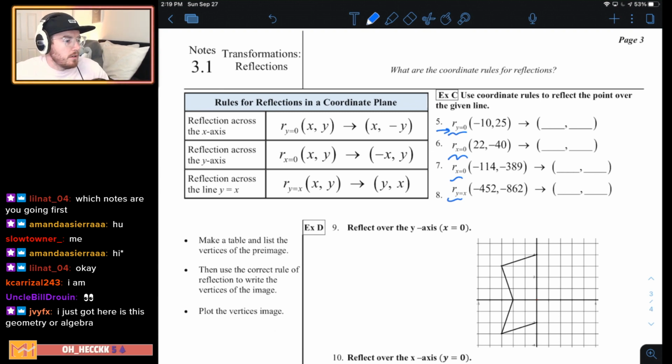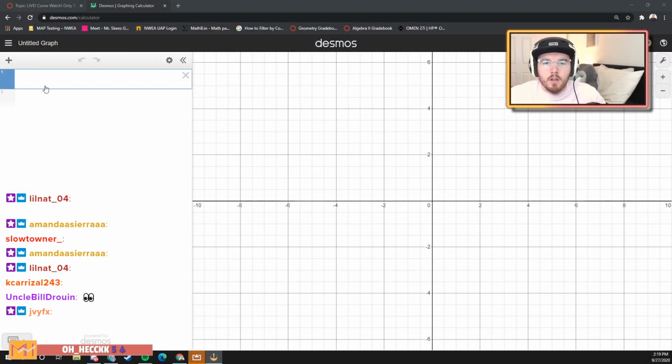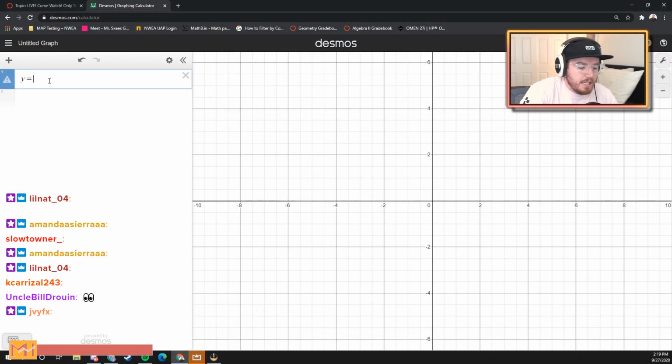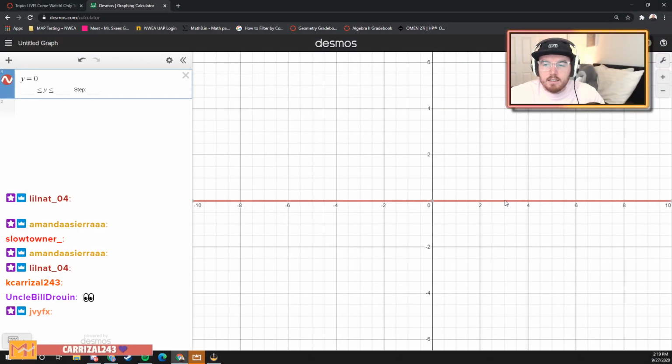So the line y equals 0 is this flat horizontal line, right? We need to realize that, okay? Because it needs to be more than just letters on a page. It needs to be something visual to you, especially when we look at a graph.